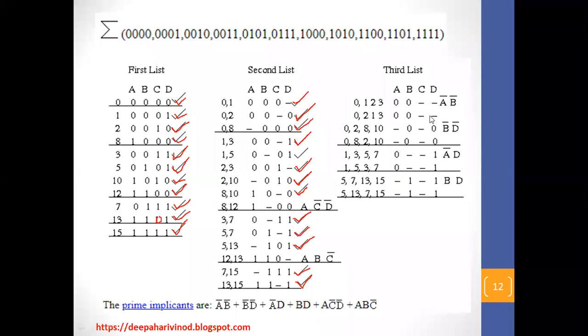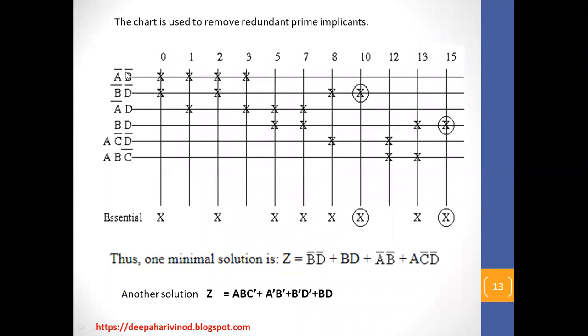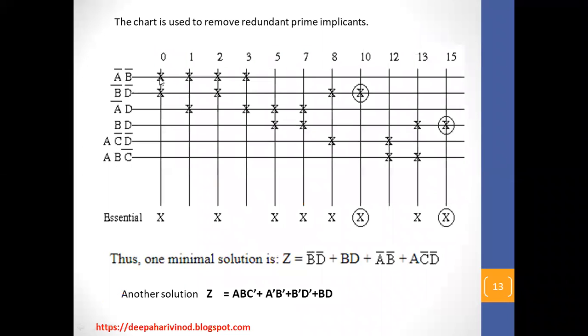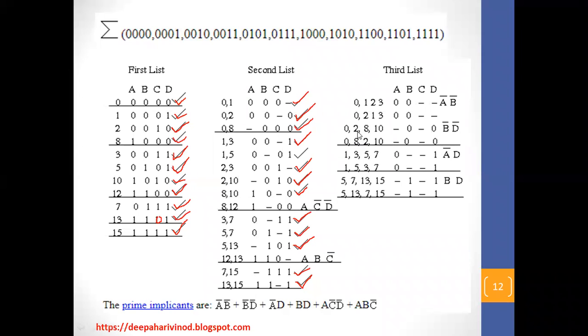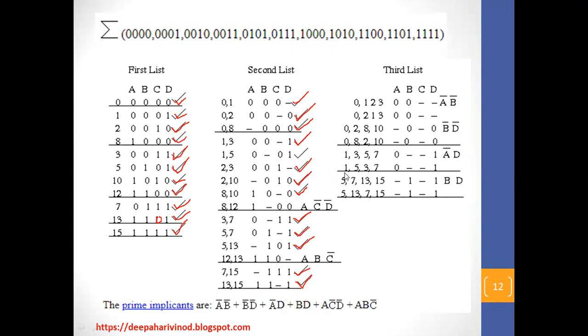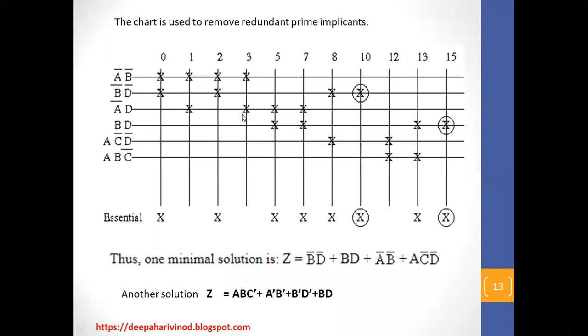So note down all the min terms and the combinations we have obtained. Those combinations I have to write here and the min terms over here. What are the combinations? A bar, b bar: 0, 1, 2, 3. I have to mark a cross for 0, 1, 2, 3 over here. For b bar, d bar, it is 0, 2, 8, 10. And next, a bar d, it is 1, 3, 5, 7.